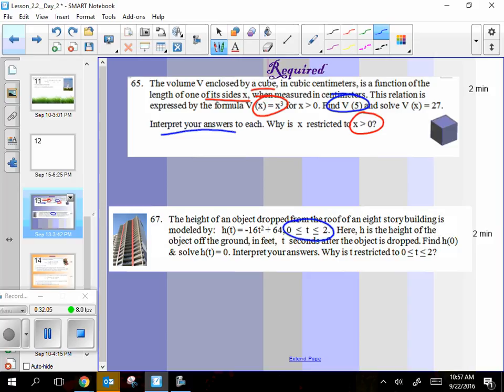You can't have negative time. Yes, that's why it has to be bigger than 0. Why does it stop at 2? Shouldn't this thing that you drop off the building just keep making that same parabola shape forever?